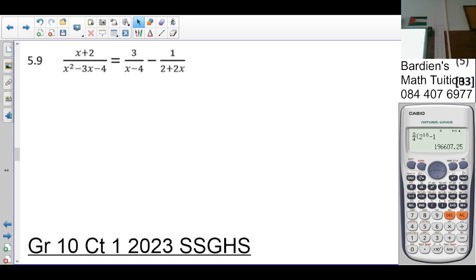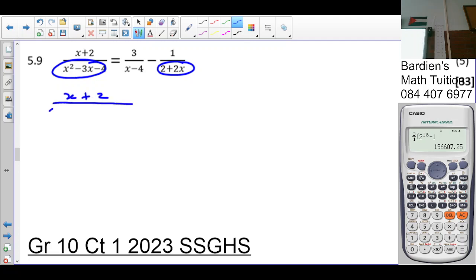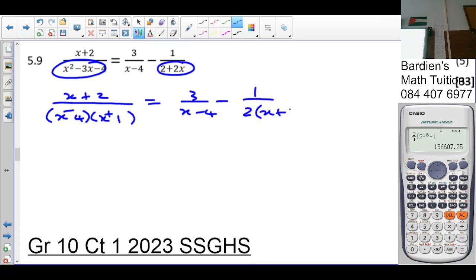Right, so what needs to be done first in the sum? Factorize the denominator there. We're going to take out the common factor and we'll swap it around as well. No sign change. There will only be a sign change if there's a negative between it. So I've got x plus 2 over the trinomial, you can draw the product line if you like. So it's going to be 4 and 1. The bigger one must be negative and positive. Equals 3 over x minus 4 minus 1 over 2 as a common factor, x plus 1.